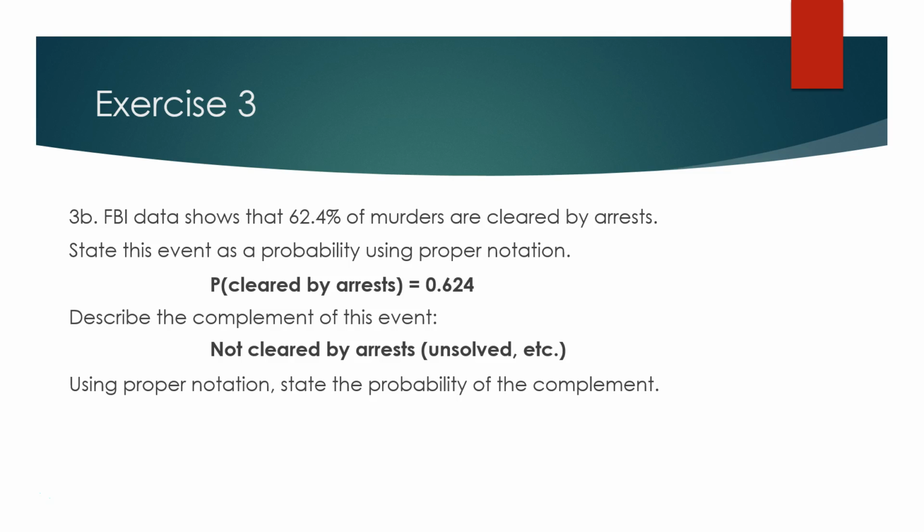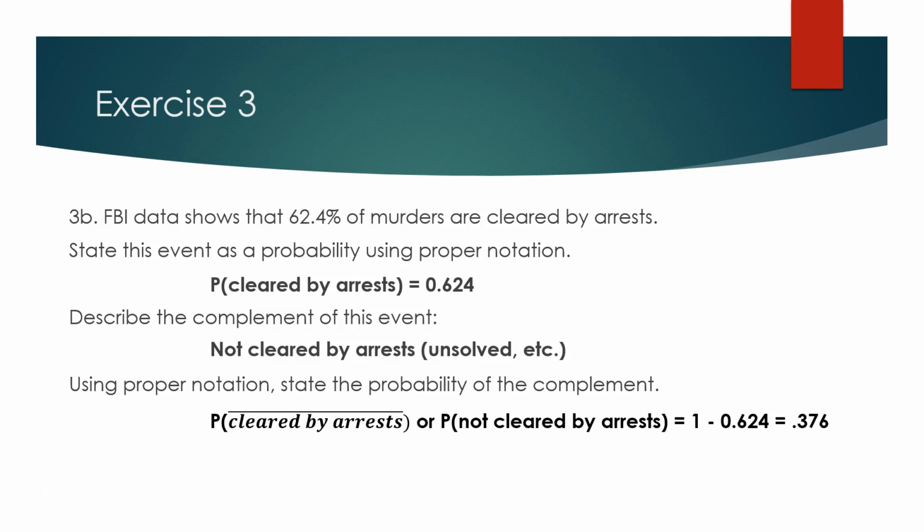And finally, you can use the complement notation, but again, I do think that it's best for all involved to just explain what your probability is actually describing. So the probability that the murder is not cleared by arrests is going to be 1 minus 0.624. They're either clearing it by arrest or they're not clearing it by arrest. There are no other options because not clearing it by arrest includes everything else that can possibly happen. So this is a 0.376 probability.